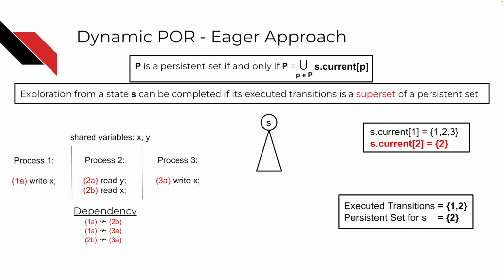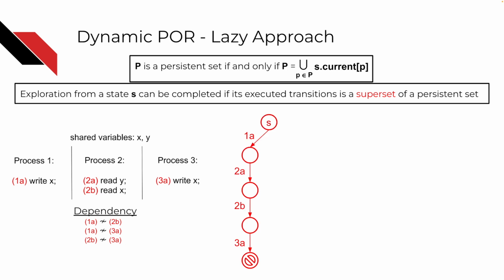And this time, we found such a persistent set as a singleton set containing 2, and the set of processes of executed transitions is 1, 2, which is a superset. Note that 1, 2, 3 is the only persistent set of S that can contain 1, which is clearly not optimal. Now, let's check the lazy algorithm over the same example.